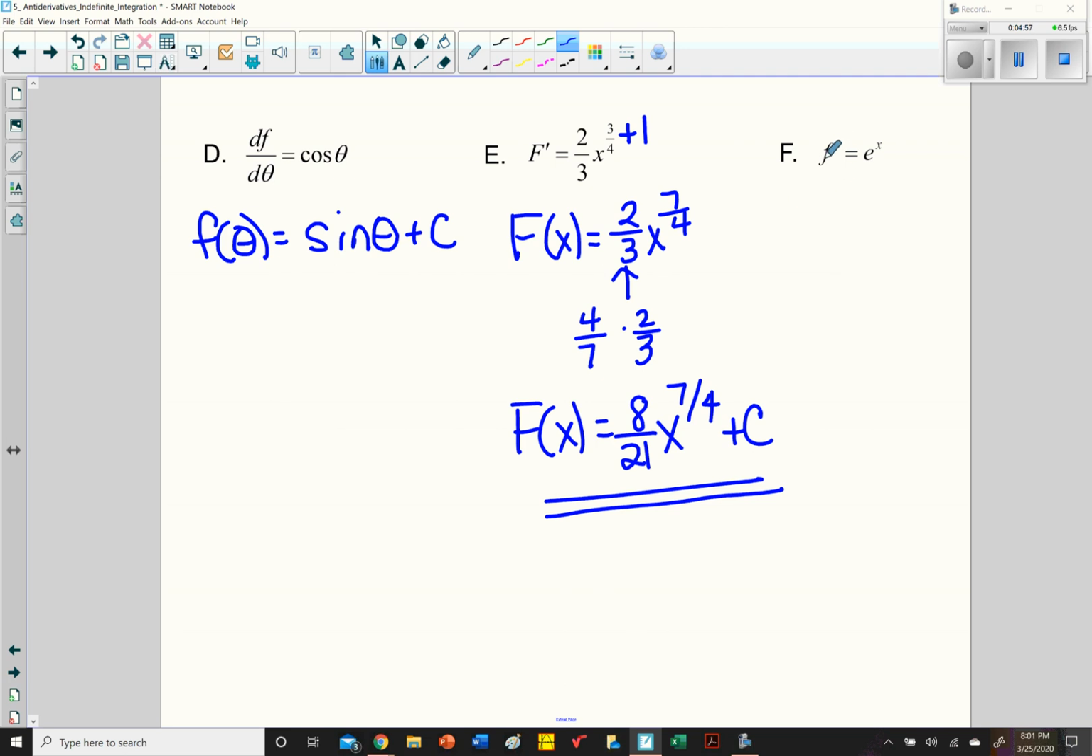This last example, f prime is e to the x. Well, we know from our derivative unit that the derivative of e to the x is e to the x. So the antiderivative of e to the x is likewise e to the x.